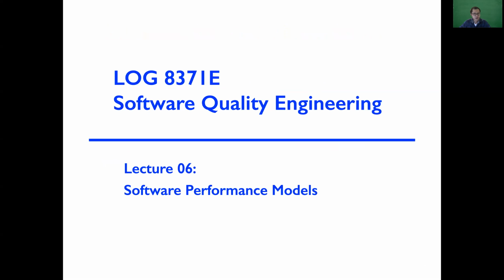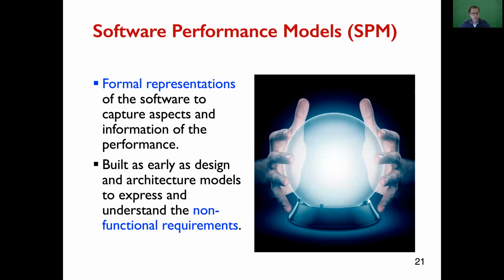Next lecture is about software performance models. To summarize, software performance models are formal representations of the software system to capture aspects and information of our performance or non-functional aspects. Okay.